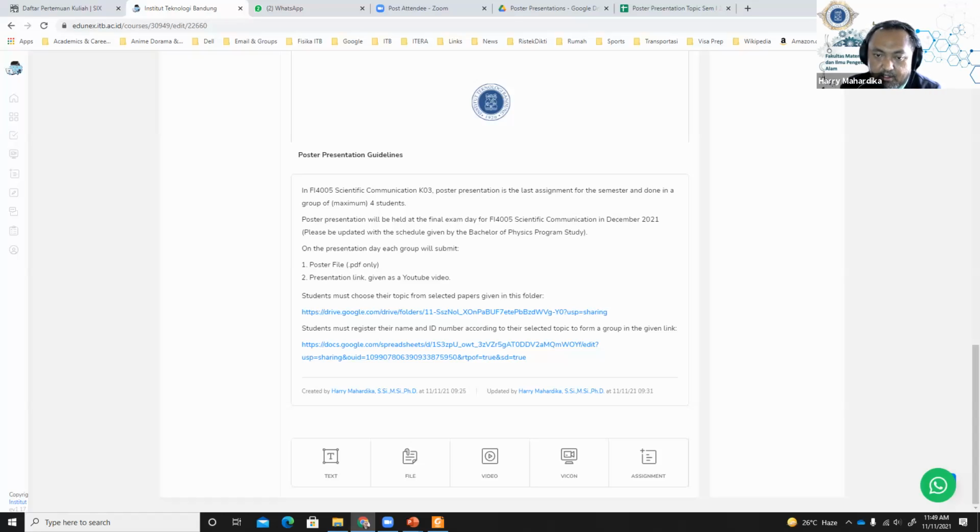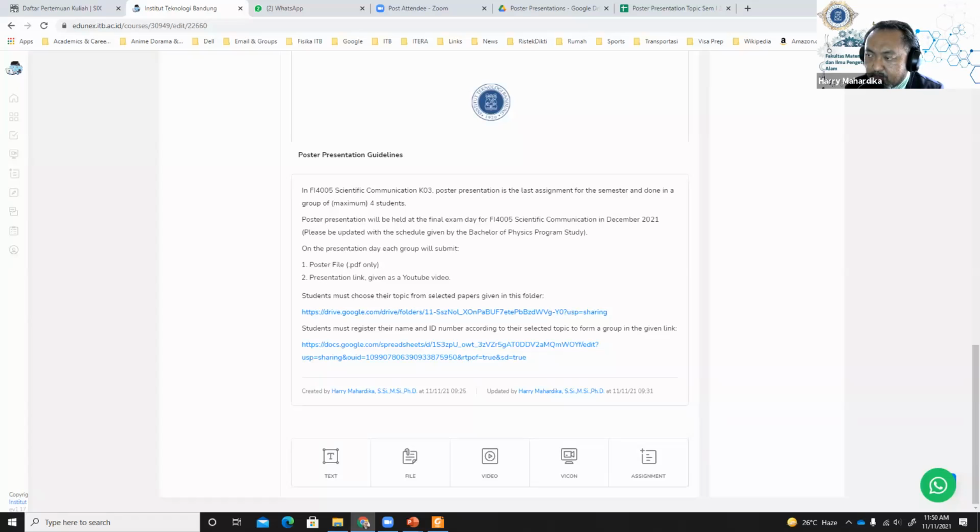Okay, and then I haven't told you, I will update the information in EduNext later about the size of your poster, because I haven't talked about what size you need for this poster. I think in the past I asked students to create an A1 size poster, but I don't have any example here at the moment, because I usually put examples of posters in the office in Ganesha.